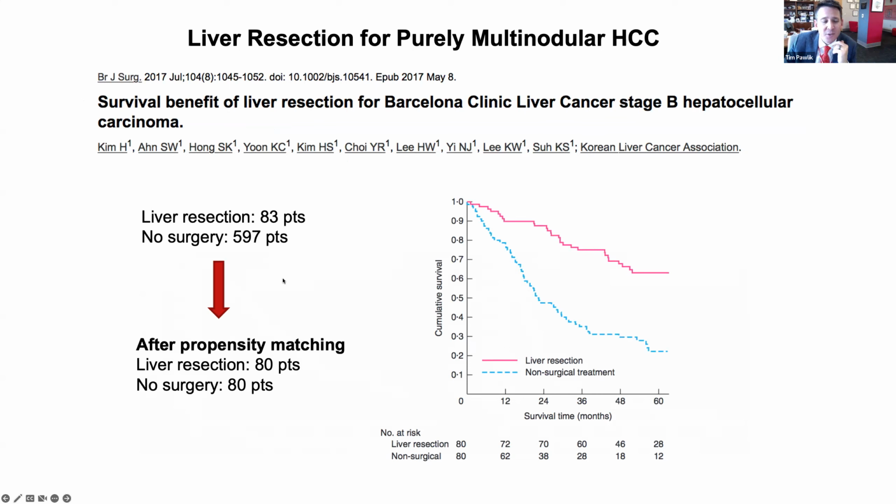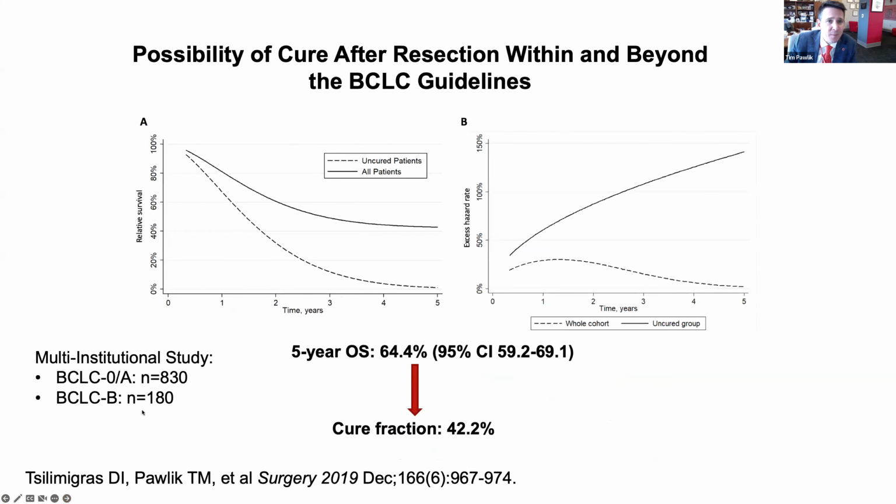Propensity score matching is an attempt to compare groups that are more comparable, apples to apples, taking into account all the tumor characteristics and baseline patient characteristics, so as to create as comparable groups as possible. It's somewhat flawed still because you can never get rid of all of the bias in a retrospective study, but at least the data would suggest that in some patients who are BCLC-B who underwent liver resection, they had a 5-year survival rate of 60%. So again, suggesting that there's some intermediate patients who may benefit from surgical resection.